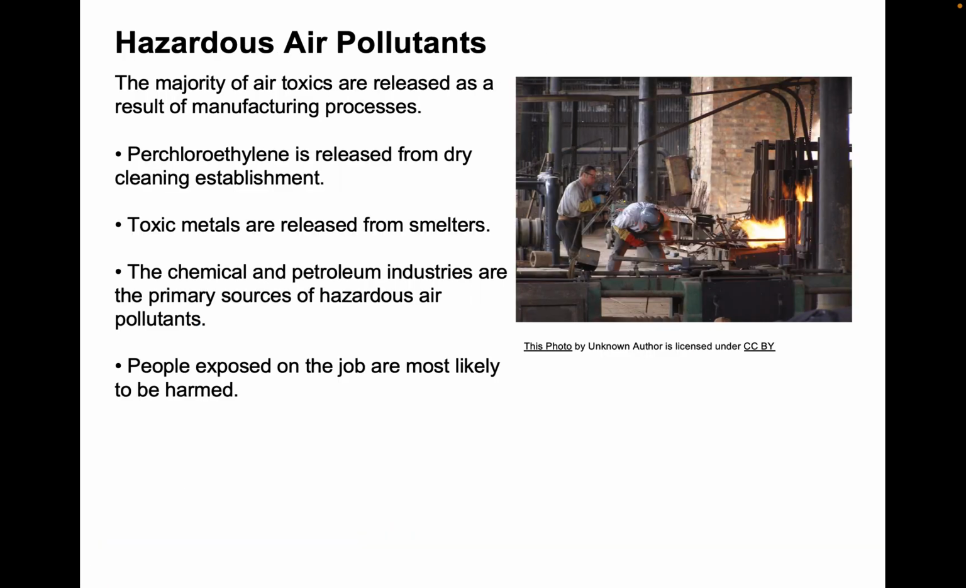Hazardous air pollutants. These are the majority of air toxics, and they're released as a result of manufacturing processes. Things like perchloroethylene released from dry cleaning establishments, toxic metals released from smelters, chemical and petroleum industries are the primary sources of hazardous air pollutants, and people exposed on the job are the ones most likely to be harmed.